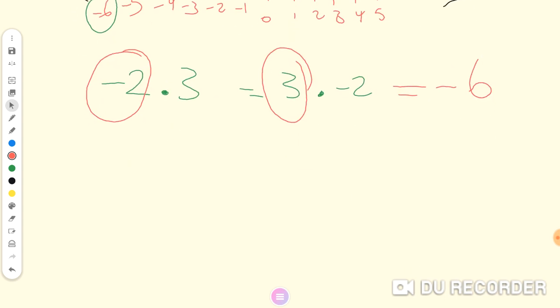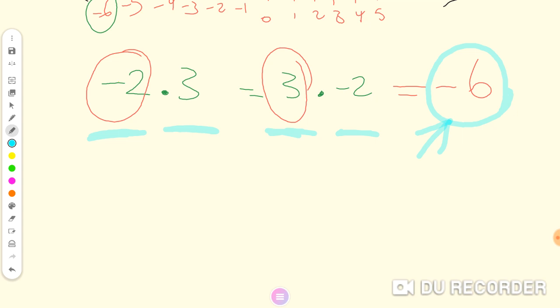As you see here, in the case of negative numbers times positive numbers, the result will always become negative. Very important note. If I multiply a negative number times a positive number, or a positive number times a negative number, the result always will become what? Negative. Yes. So in the case of different signs in multiplication, the result will be negative.